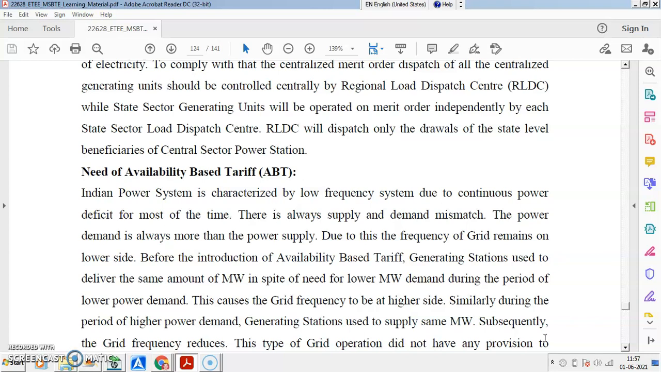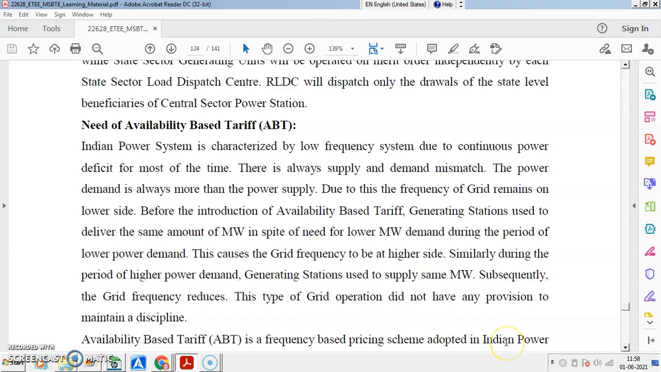Under availability based tariff, generating stations used to deliver the same amount of megawatts in spite of the need for lower megawatt demand. This causes the grid frequency to be on the higher side. Similarly, during periods of higher power demand, generating stations used to supply the same megawatts, and subsequently the grid frequency reduces. This type of grid operation did not have any provision to maintain discipline.